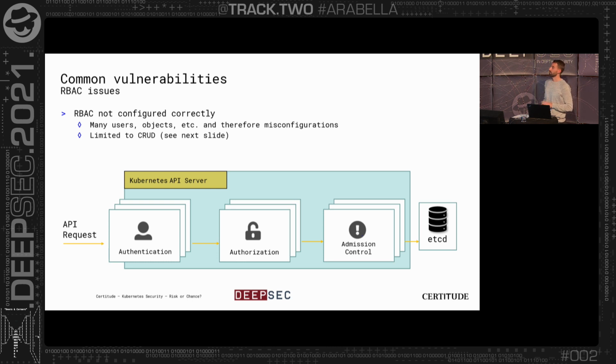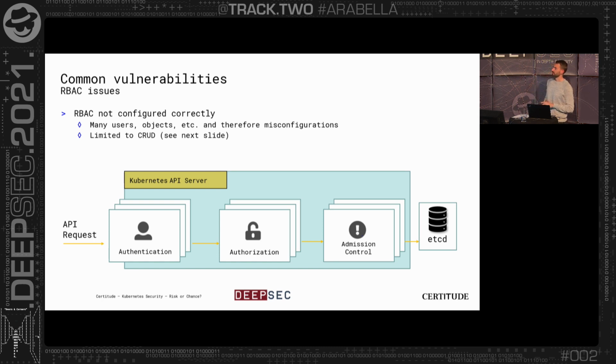Another issue that I often see is role-based access control. Of course, you have your different namespaces and you can configure privileges for your users and your groups and define which user has access to which objects. But it's actually difficult because there are many objects and many users and there's a lot of room for mistakes.